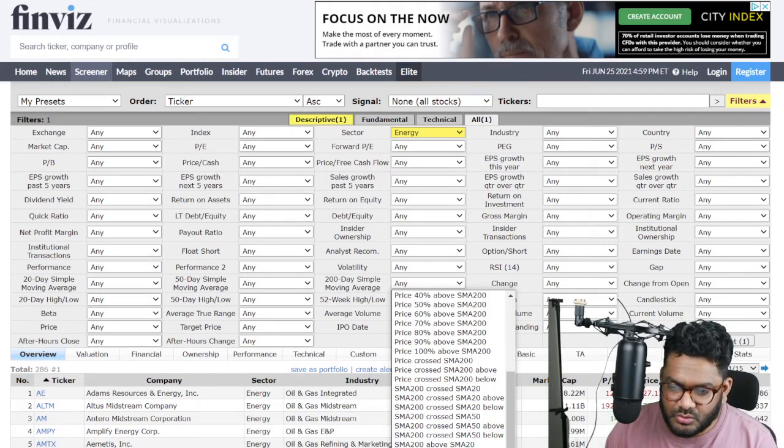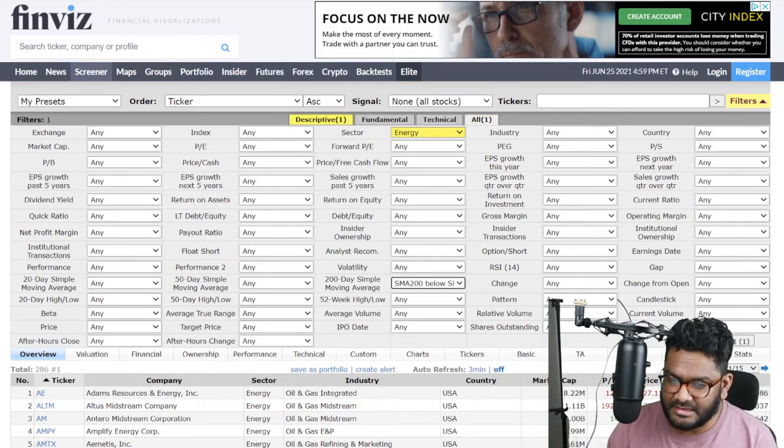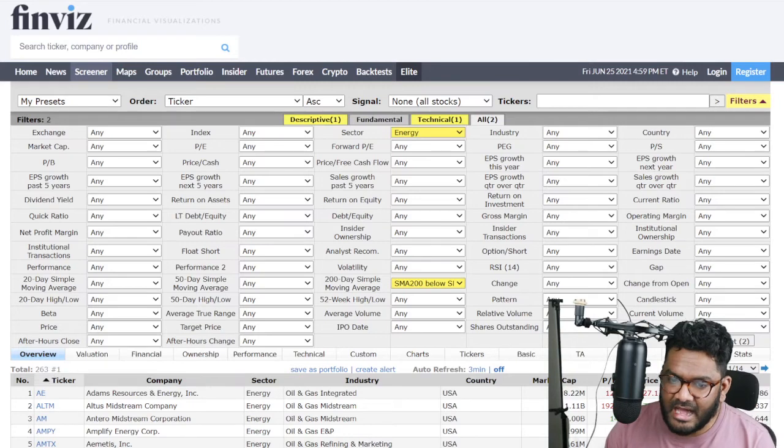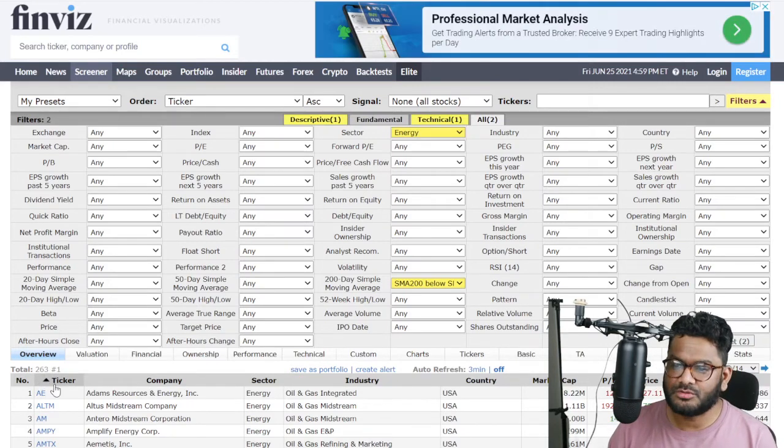So I'm going to choose this one and see, is there any company? Maybe sometimes you may not find any companies in this sector. I just click that one, and I just made 263 companies. That's a good number, to be very honest. I didn't expect this many companies here.